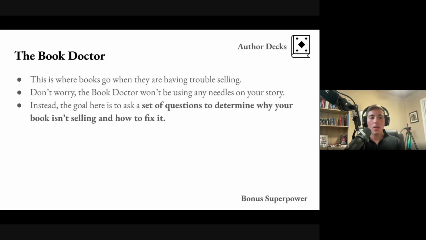Now, the next superpower I'll call is the book doctor. And as you'll see, some of these superpowers aren't deliberate marketing strategies, but more sets of questions, systems to ask yourself that help you market your books better. And one of the biggest problems we have is, hey, this book just isn't selling, right? And when we take a book to the book doctor, our goal is to ask a set of questions that help us determine why a book isn't selling and how we can fix it.